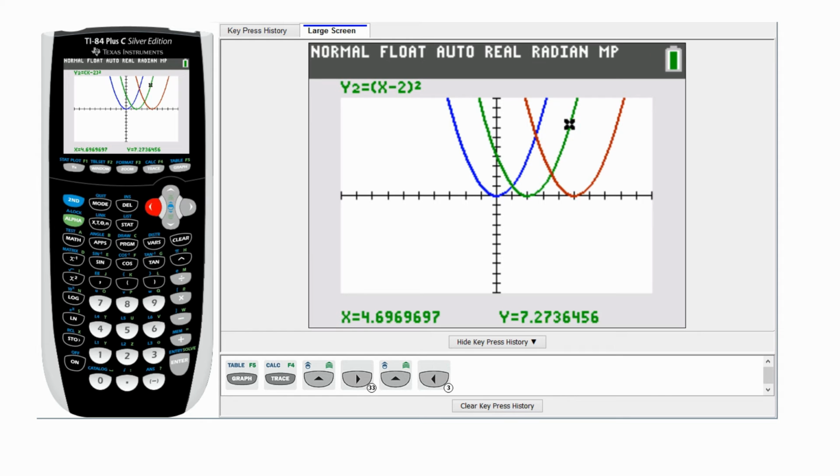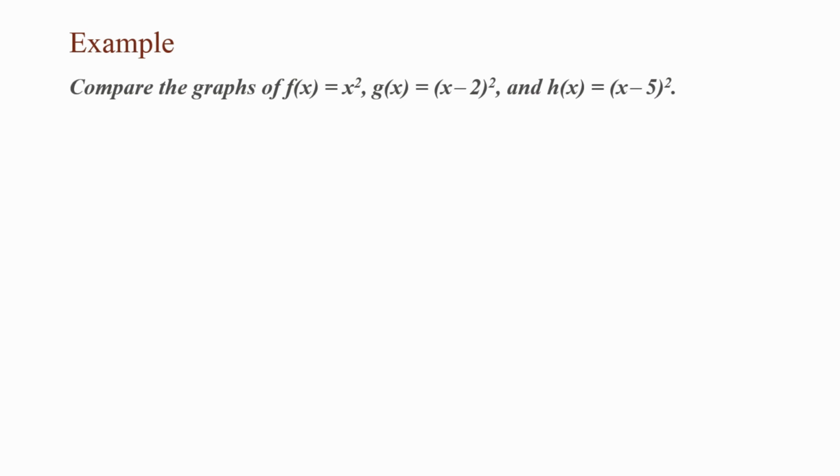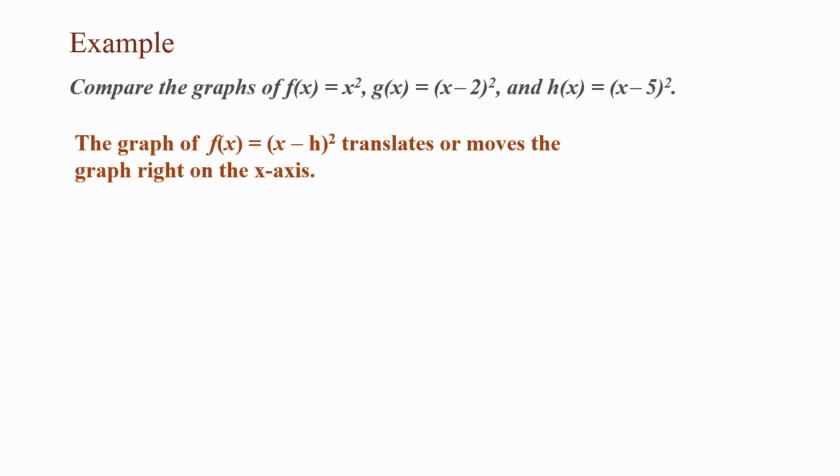Up. This time I'm going to go to the left. And again, it's not giving me the exact answer, but rounding to the nearest whole number, I have 2 for x and 0 for y. So my graph is moved to the right when I subtract a number from x before it is squared. The graph of f of x equals (x minus h) squared translates or moves the graph right on the x-axis.